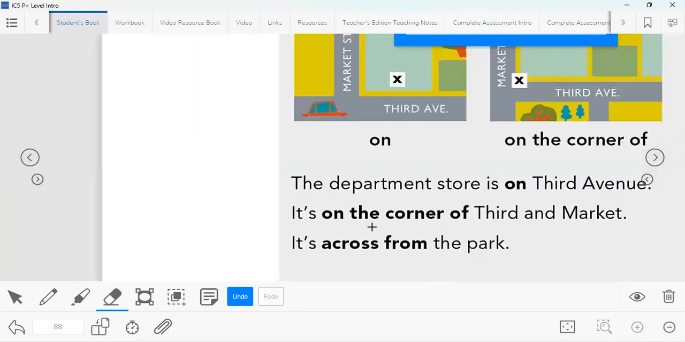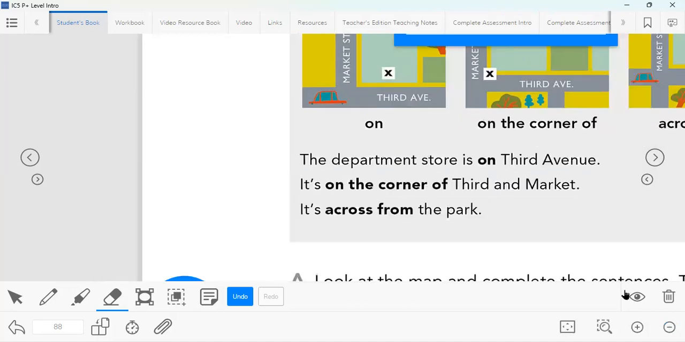So at this moment, we have just on and on the corner of. But of course, you can say across from. We're gonna practice across from. But look, we don't have on. It's just across from. So don't use on: across from the park. No, across from directly.